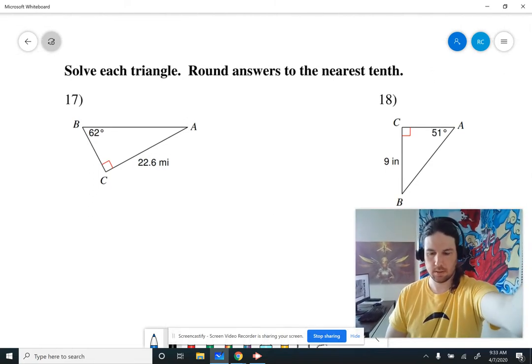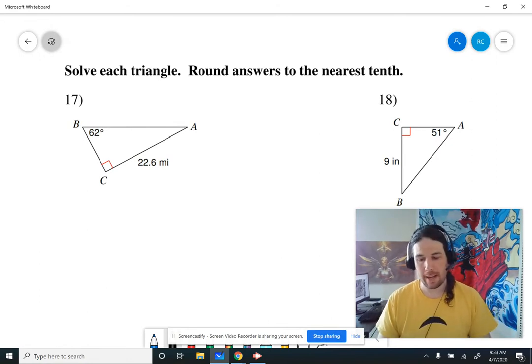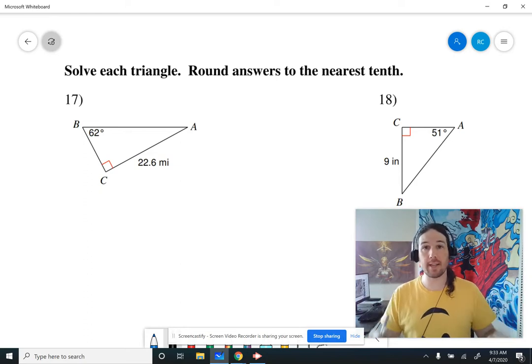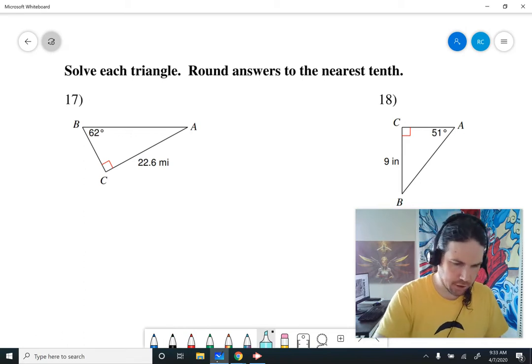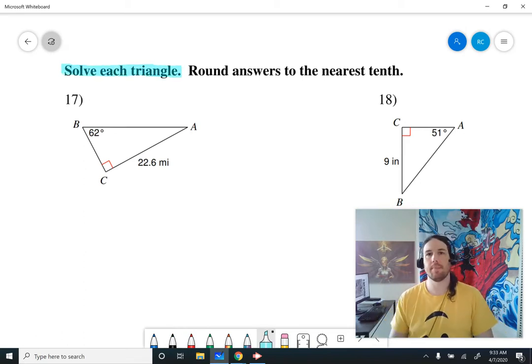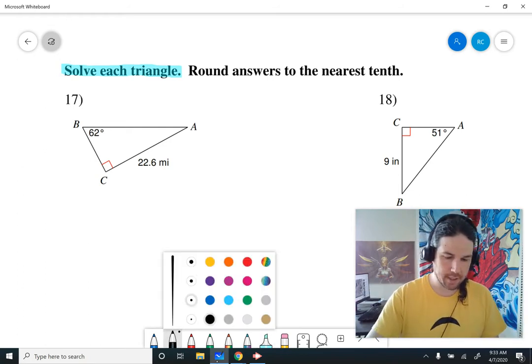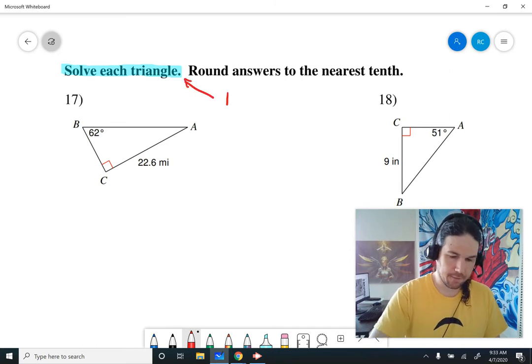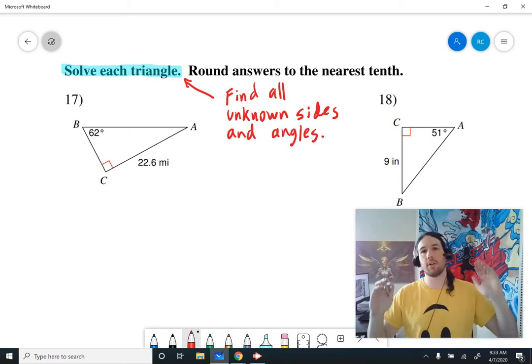All right. Let's do this thing. So here we have two examples of right triangles, and the instructions merely say to solve each triangle. All right? It doesn't really give us anything other than that. So when it says solve each triangle, what it actually means is find all unknowns. All the sides, all the angles.